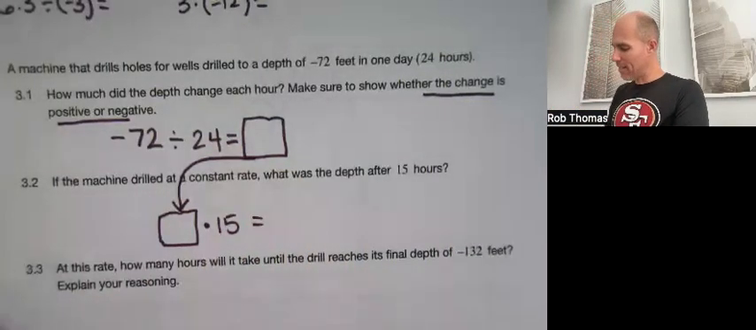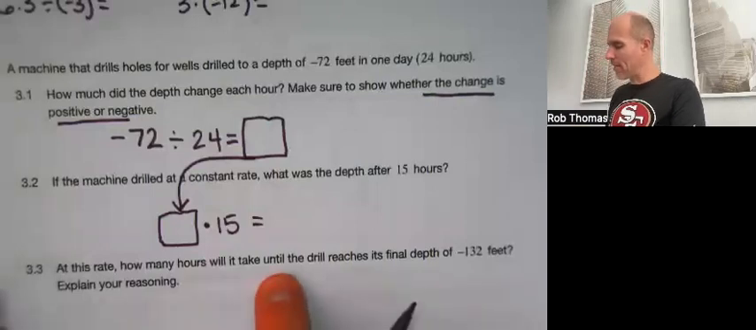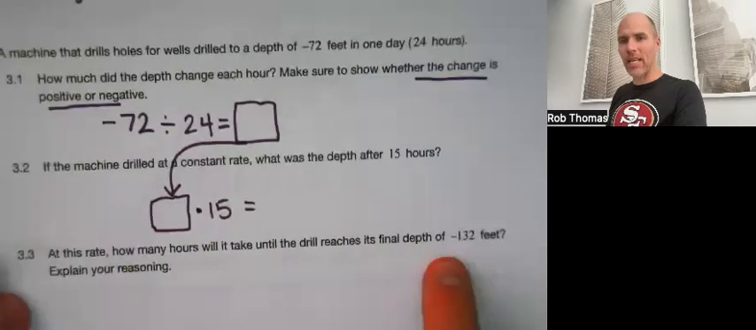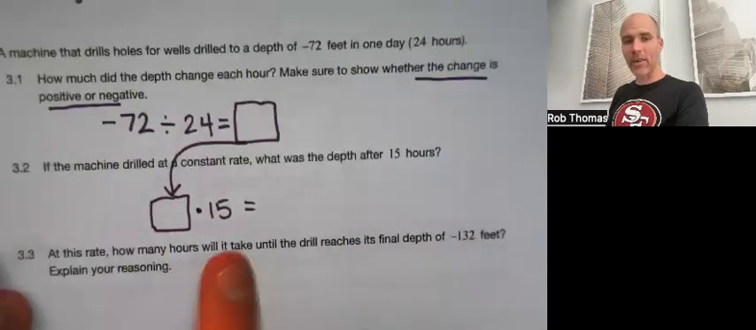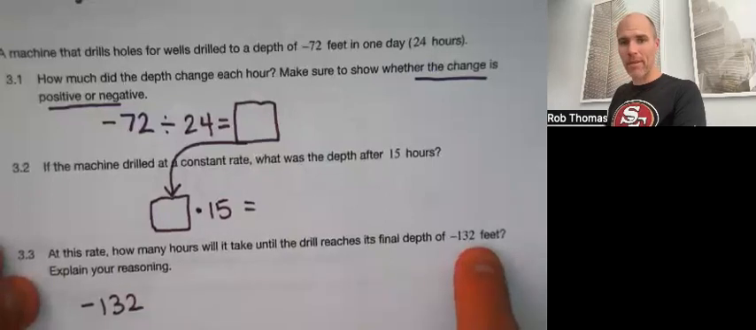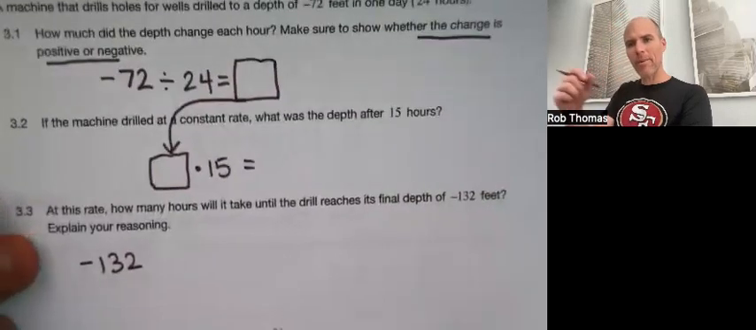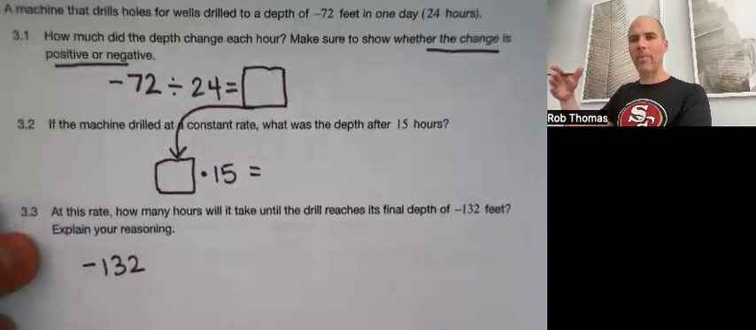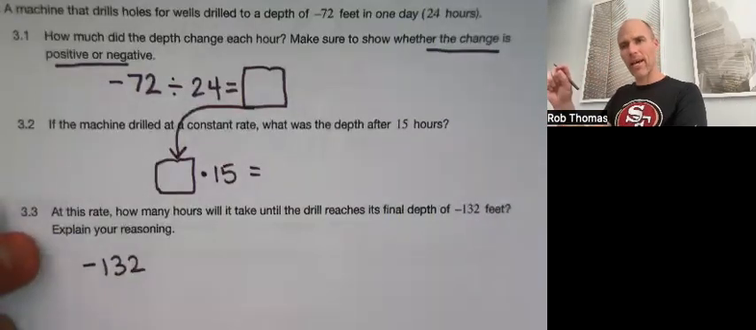All right, and then lastly, it says, at this rate, how many hours will it take until the drill reaches its final depth of negative 132 feet? So again, you're going to need this number. You're going to take that negative 132 depth and then divide it by its rate, and that's going to tell you how many hours it took to achieve that depth.